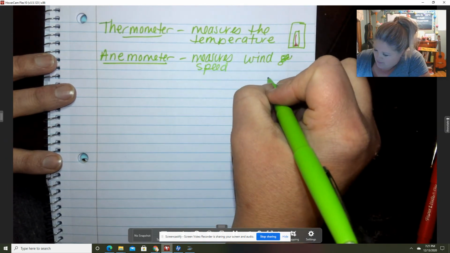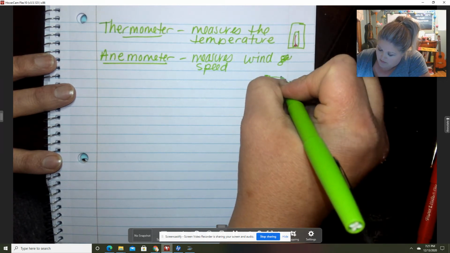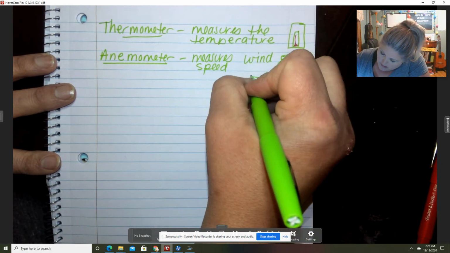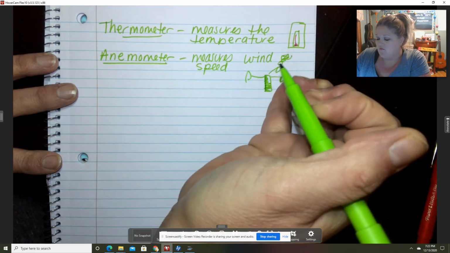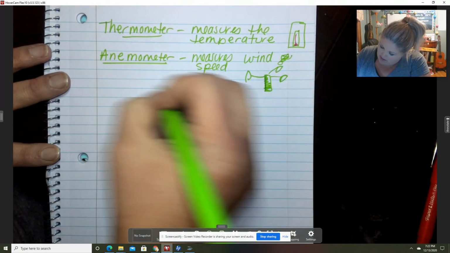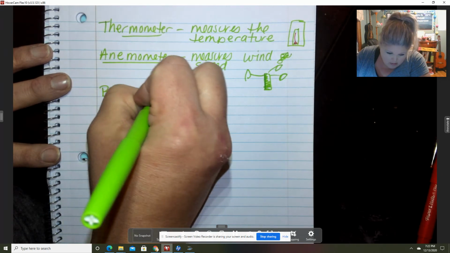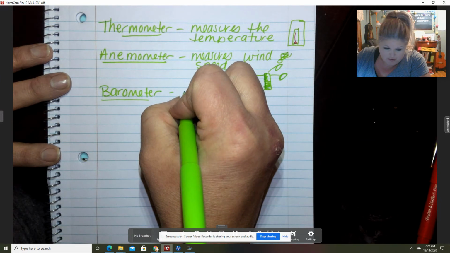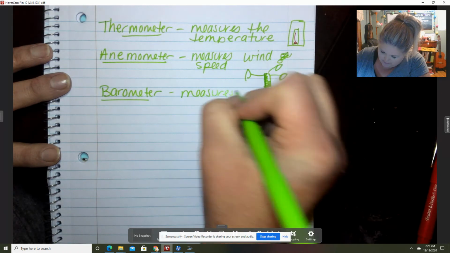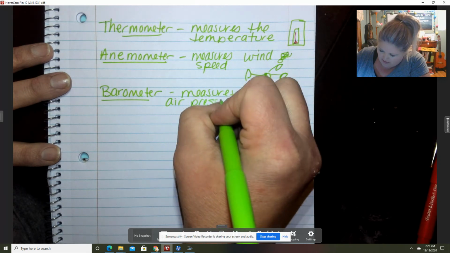All right, so an anemometer looks like it's just got cups on it. And so what it does is it spins around. And the wind sort of gets caught in those and whips it around, and it tells you how fast the wind is going. Then you have a barometer. This measures air pressure. It looks like a thermometer, but they're usually circle. And so we'll talk about air pressure, I think, tomorrow.